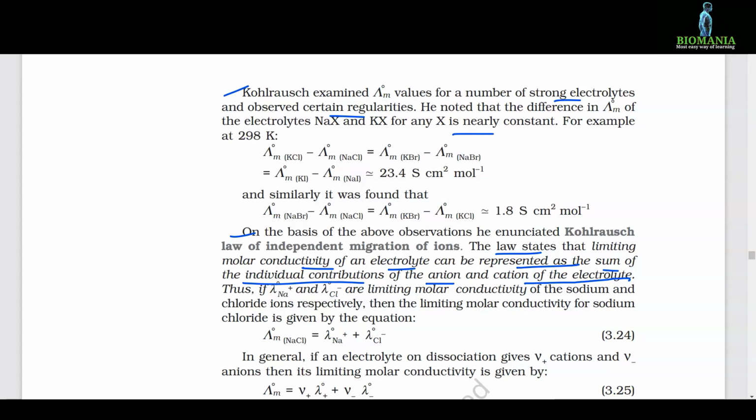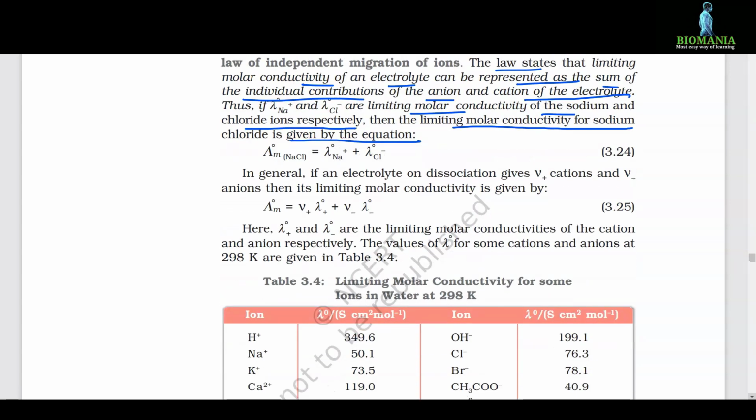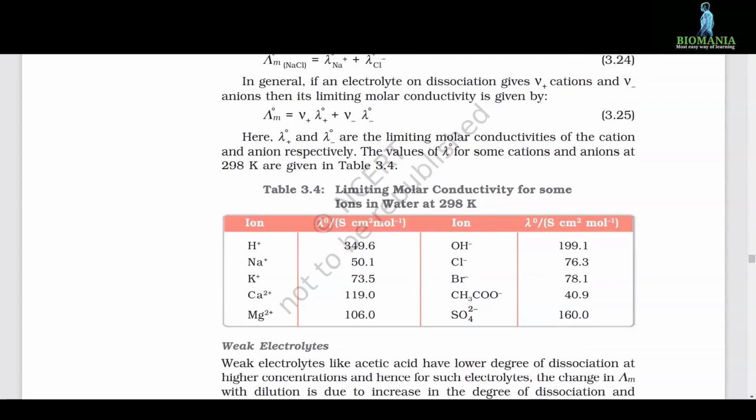Thus, if lambda naught Na+ and lambda naught Cl- are the limiting molar conductivities of the sodium and chloride ions respectively, then the limiting molar conductivity for sodium chloride is given by this equation: lambda m naught NaCl = lambda naught Na+ + lambda naught Cl-. In general, if an electrolyte on dissociation gives nu plus cations and nu minus anions, then its limiting molar conductivity is given by this equation.